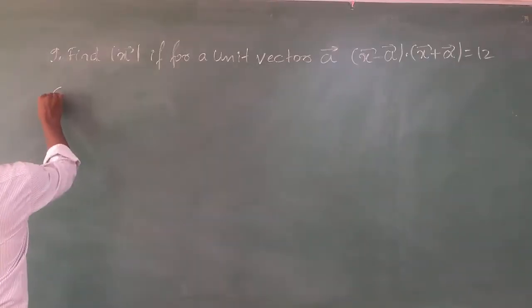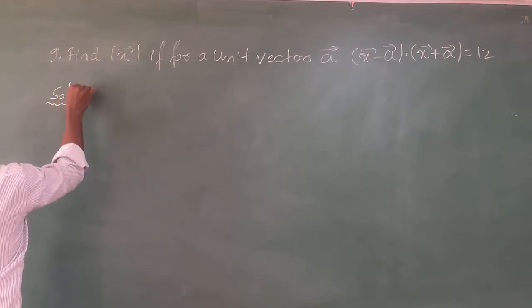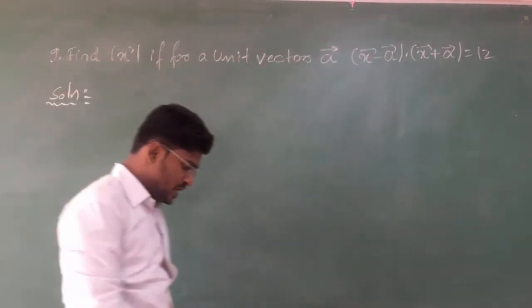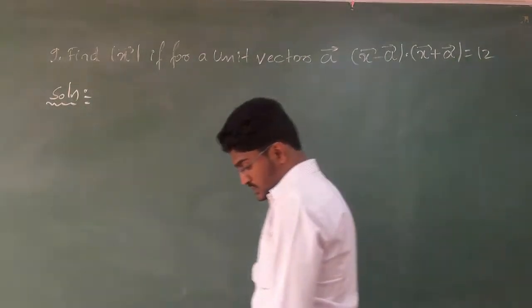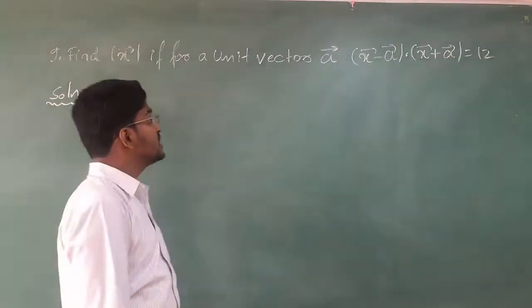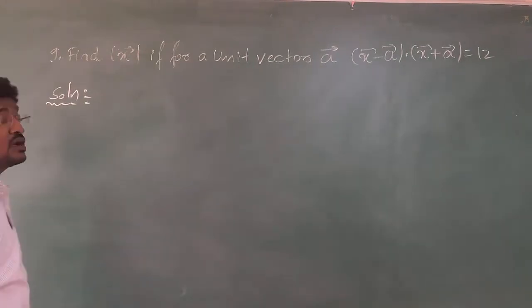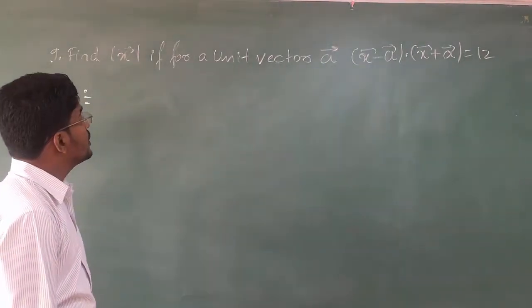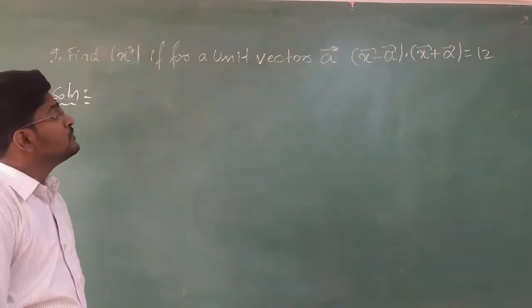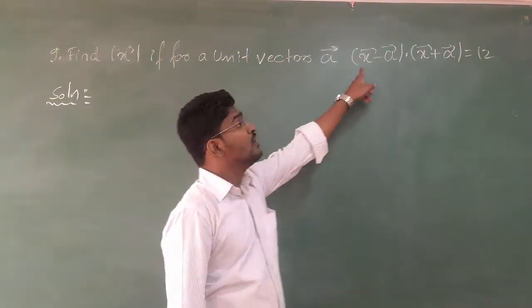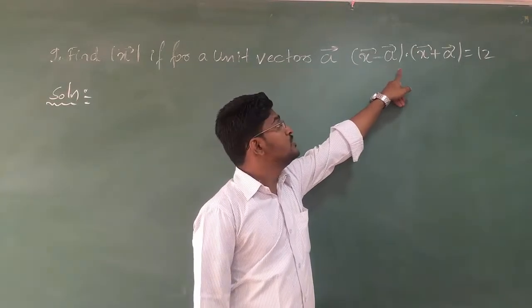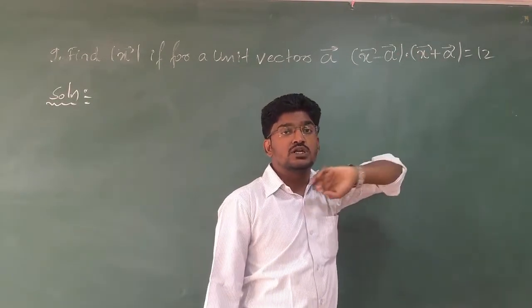Now let us move to the 9th problem. Clear? Here, find mod of vector x. Find mod of vector x if, for a unit vector A, x minus A dot x plus A equal to 12.